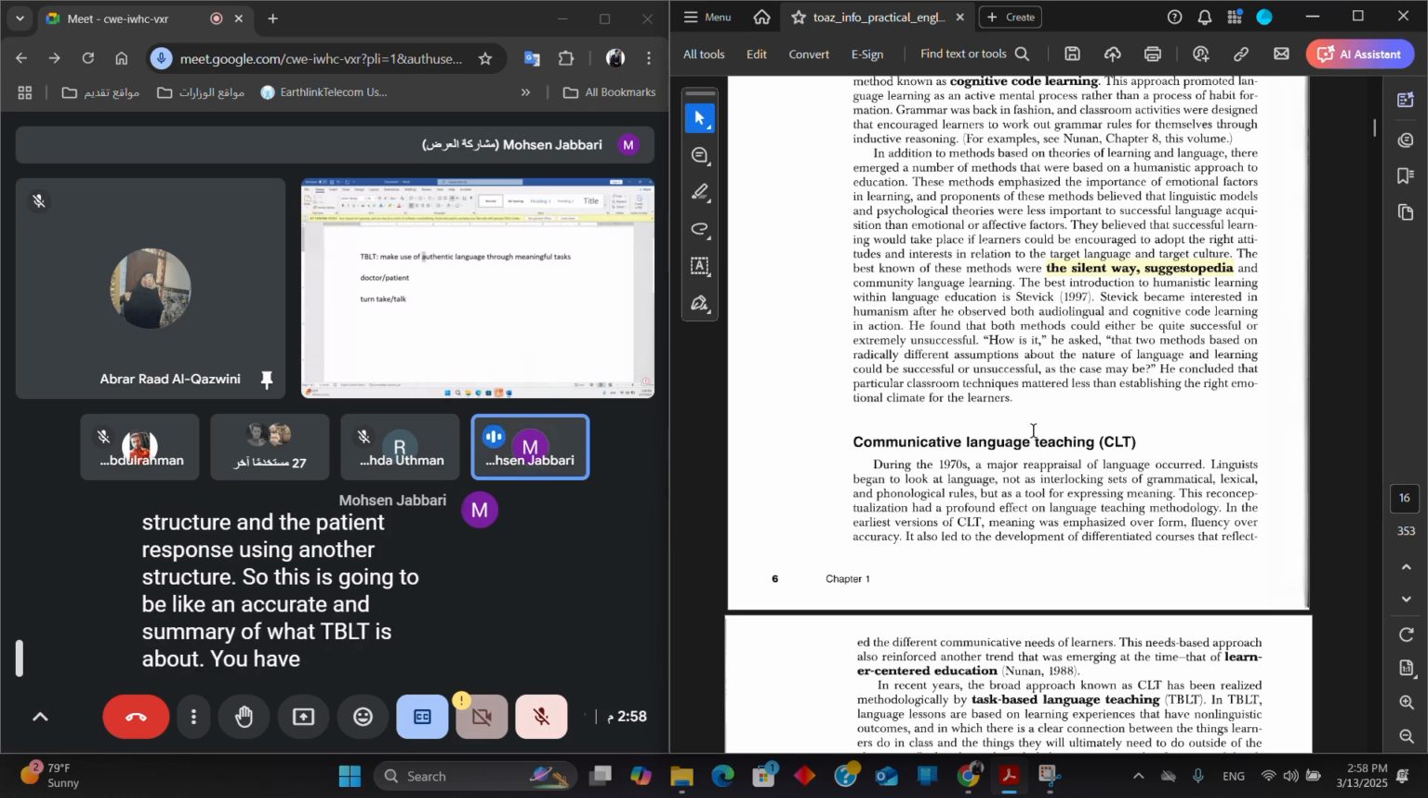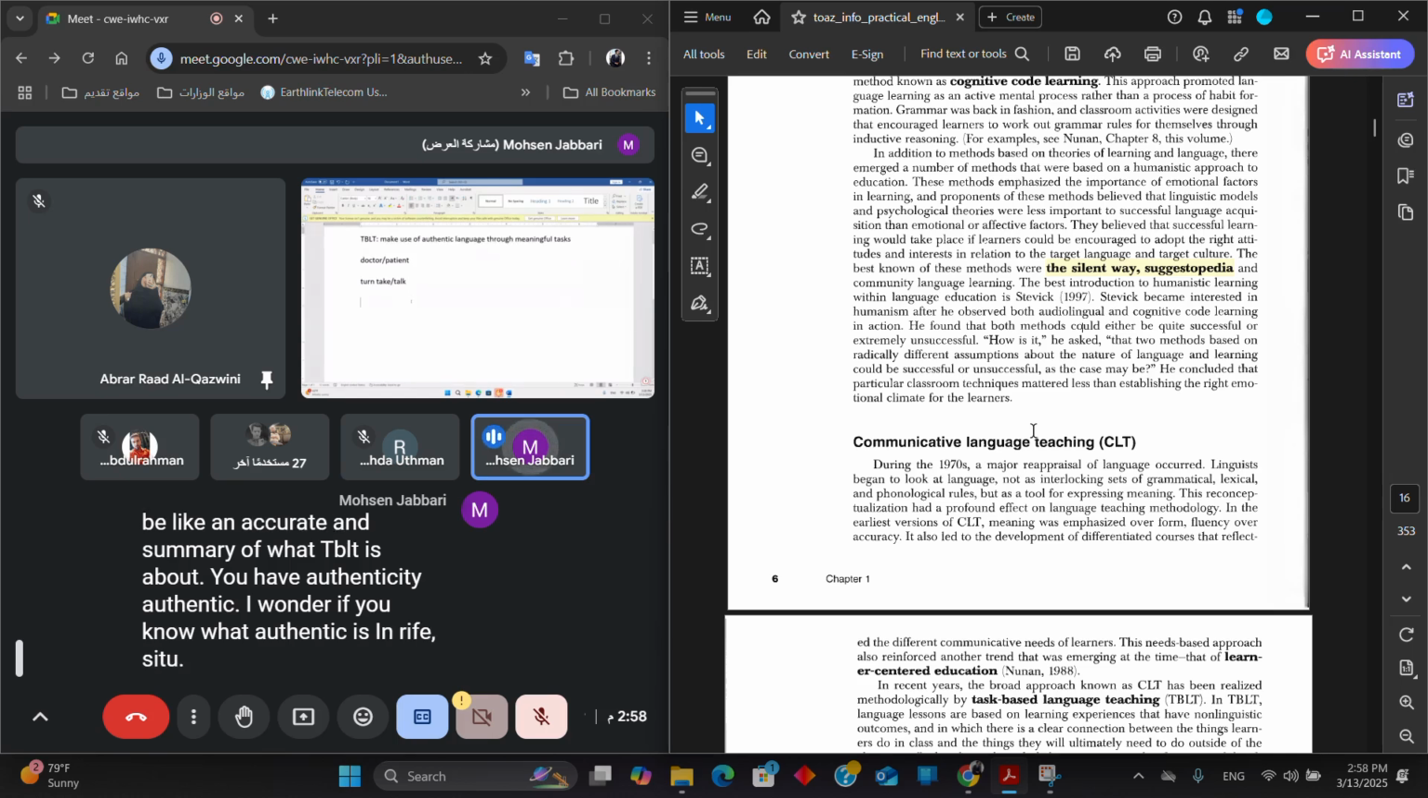You have authenticity. I wonder if you know what authentic is in life situations, in the world of language teaching. Do you have any idea what authentic is?